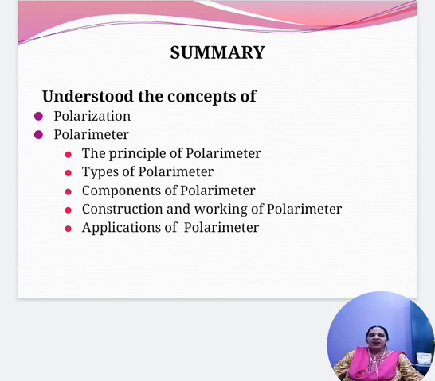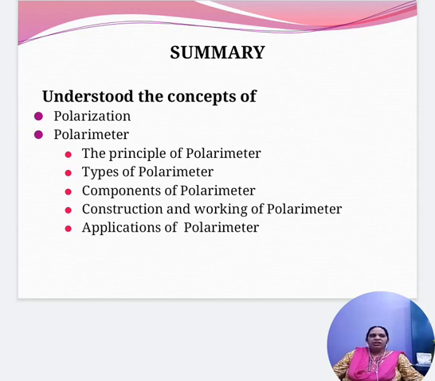Then we have studied about the types of polarimeters: Lorentz half-shade polarimeter, biquartz polarimeter, Laurent polarimeter, quartz wedge polarimeter, manual polarimeter, semi-automatic polarimeter, and fully automatic polarimeter. The optical components of a polarimeter are the light source, the polarizer, the sample tube, the analyzer, and the graduated scale to measure the amount of rotation.